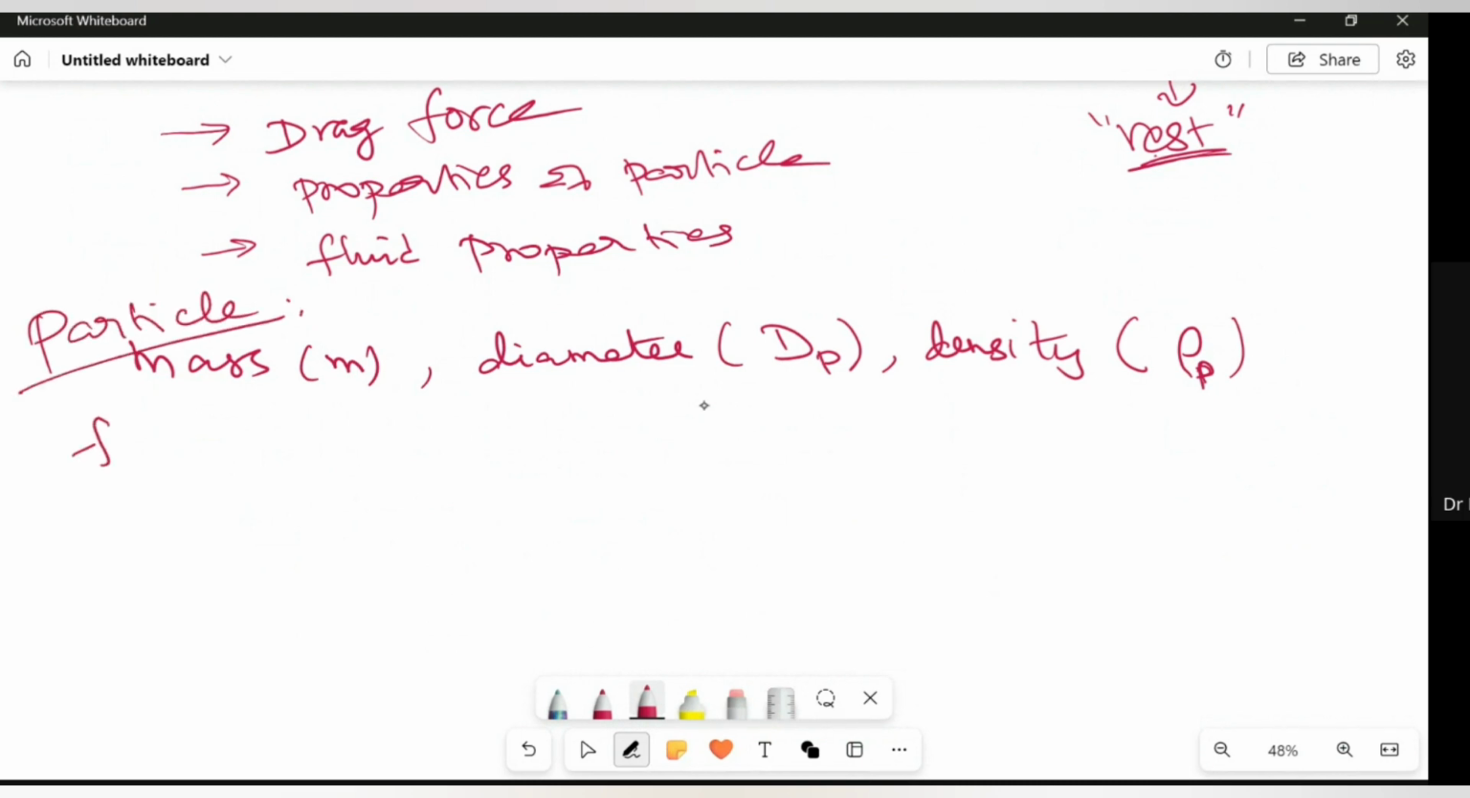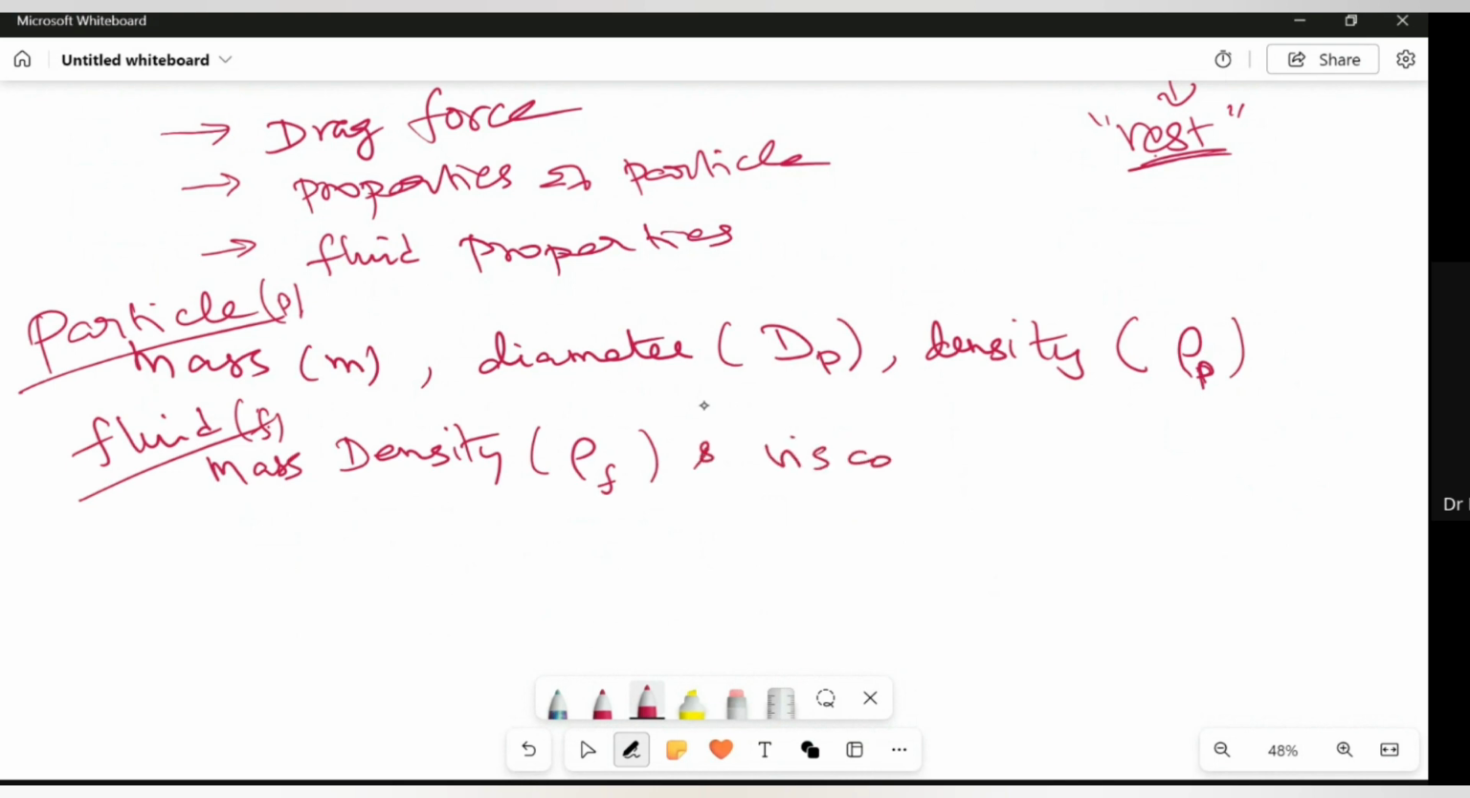Similarly, we have the fluid properties. Here, the fluid properties are density. Whenever we say density, it is mass density, the density of the fluid. F refers to fluid, P refers to particle, mass density, and the viscosity of the fluid, that is mu.